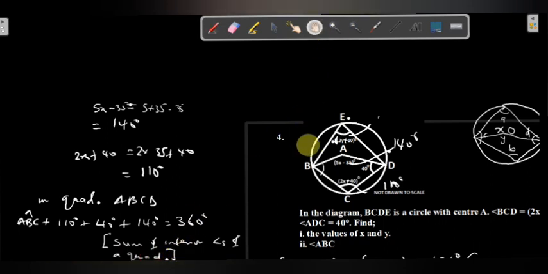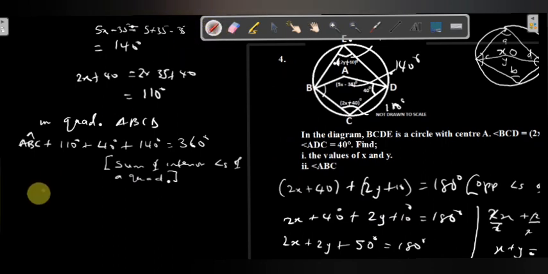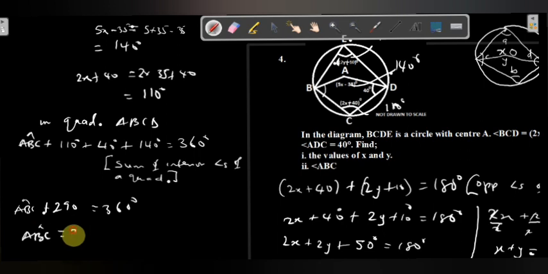Okay, so we can work this out together. So ABC, that's angle ABC, plus 110 plus 40 plus 140. So that will be ABC plus 290. So the sum of these is equal to 290. It's equal to 360 degrees. So angle ABC is equal to 360 degrees minus 290. That's equal to 70 degrees.